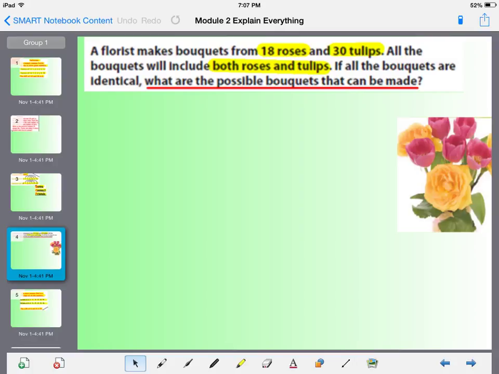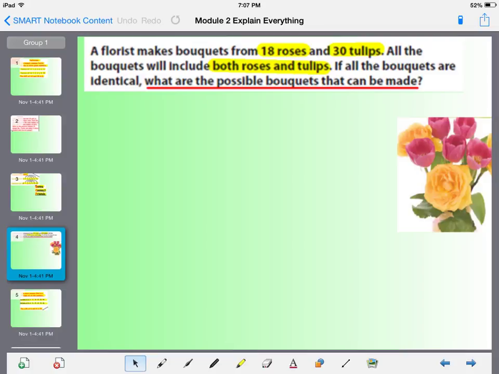A florist makes bouquets from 18 roses and 30 tulips. All the bouquets will include both roses and tulips. If all the bouquets are identical, that means they're exactly the same. What are the possible bouquets that can be made?